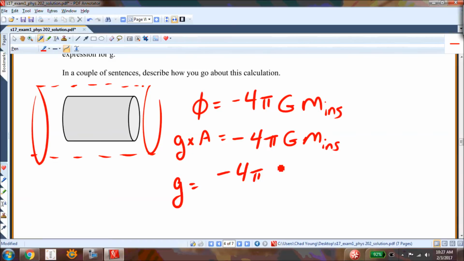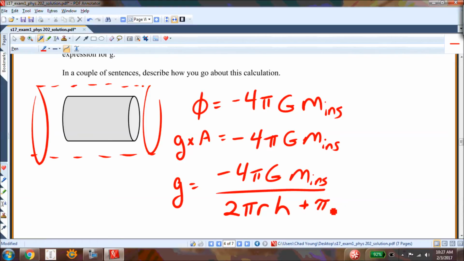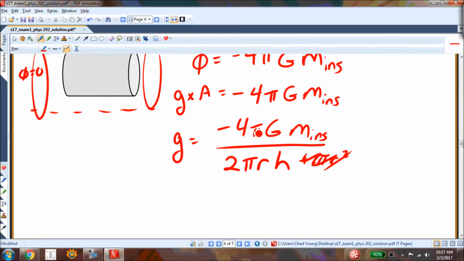Negative 4 pi G mass inside divided by the area of a cylinder, which is 2 pi r times h. That's on your equation sheet. And notice that I left off this pi r squared thing. I left that off because I've made my Gaussian surface really long, and I don't have any flux lines coming out the ends. So the total flux out the ends is equal to 0, so I just leave that off. Now, the pi's cancel, and that gives me a 2. I get negative 2 G mass inside divided by r and h.